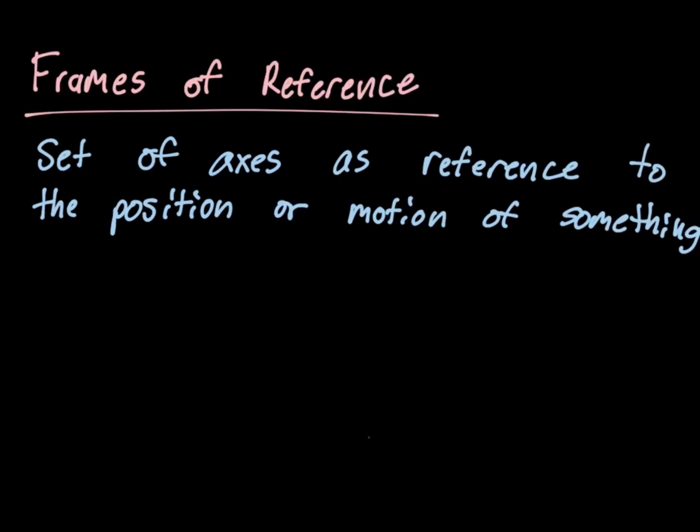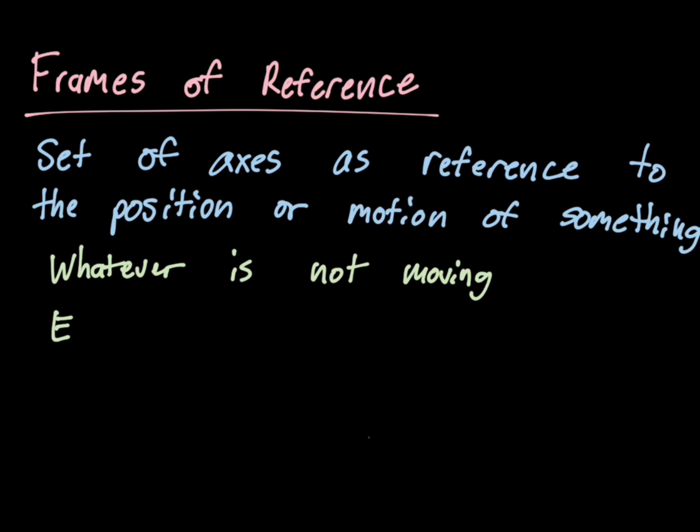So the first thing we have to understand is a frame of reference, and that's because this is how we relate the movement to something. The official definition is a set of axes to serve as a reference to the position or motion of something. But really, in practice, it's whatever is not moving, and that is a lot simpler to understand. For example, our typical frame of reference is Earth, because we move in relation to the Earth.